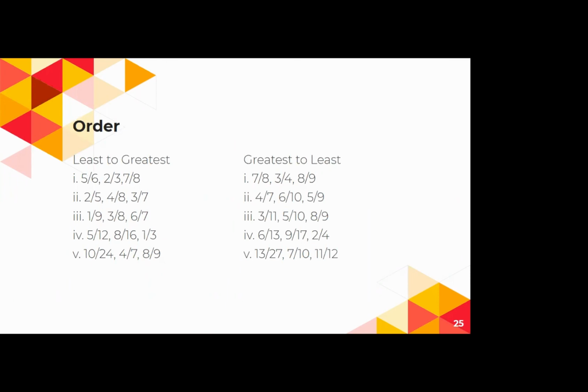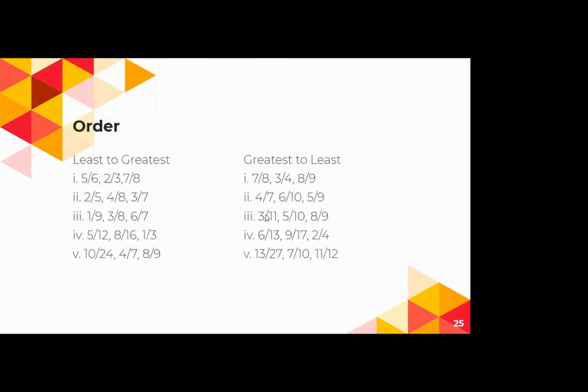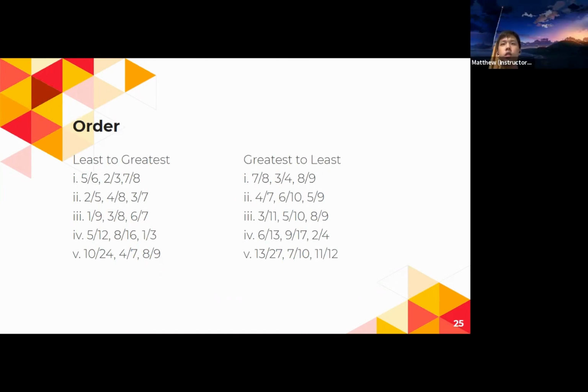9 over 17. Not quite. Greatest to least. 2/4 is greater than 9 over 17. No, wait, no. Wait, you're correct. You're correct. I'm sorry. Yeah. Wait, yeah, you're right. I'm sorry. My brain didn't work for a second. You're absolutely correct. Right there.